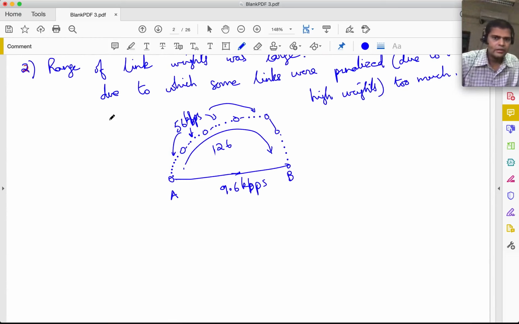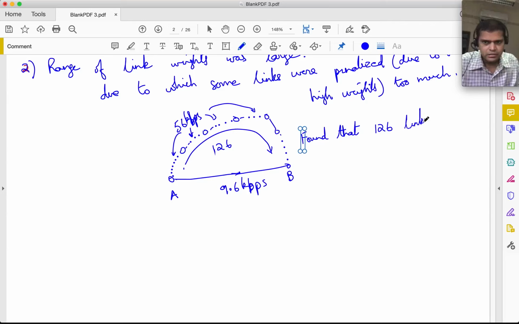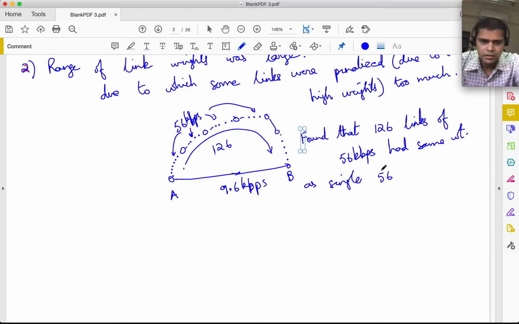So they found that 126 links of 56 kbps had the same weight as a single 9.6 kbps link, depending of course on the traffic load conditions.